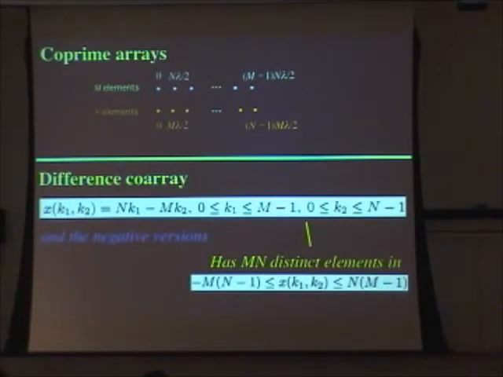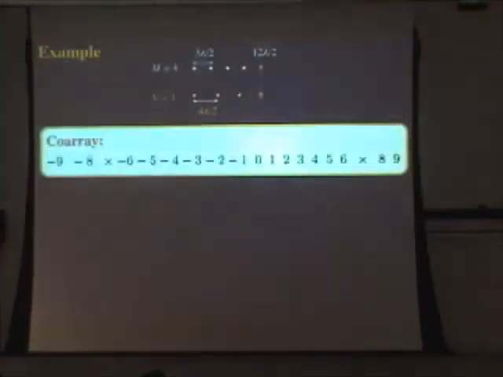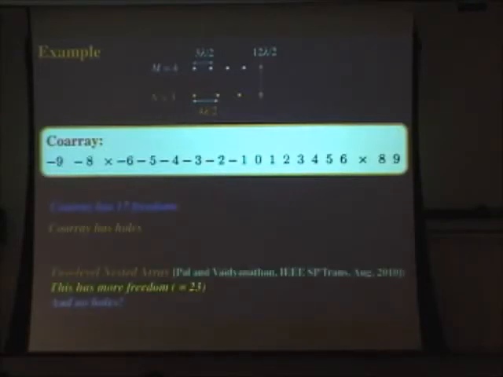As I mentioned before, this difference coarray has order M times N elements, and you can get them to be successive. These are basically the few measures of what you have seen. So the point is that from M plus N distinct elements, you can get order of MN degrees of freedom, right? That's the basic idea. Now, this example already came up.